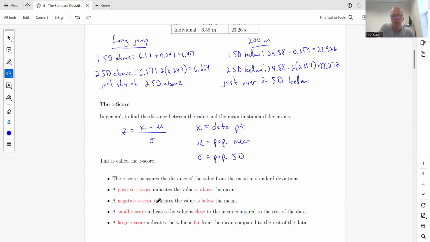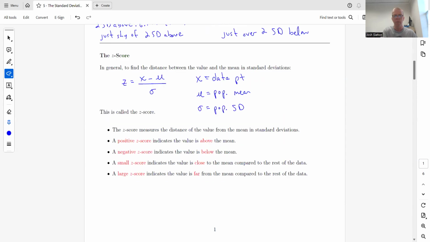Small z-score, now what would that mean? That would mean that this difference would be very small, so x would have to be close to the mean. And then conversely, a large z-score would mean the value is far from the mean. So a large z-score either means that you did really well or really poorly compared to everyone else. And we'll talk about how far, like what would be considered a large z-score. Would 10 be a large z-score? Would 5 be a large z-score? Or do we have to get all the way up to 100, or what is it? So we'll talk about that as we go.